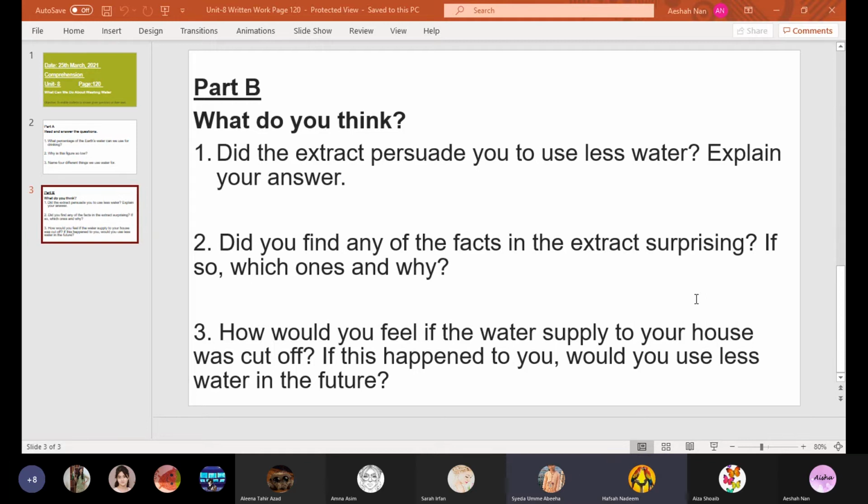Will we write persuaded or persuade? Persuaded. Yes, dear. We will write persuaded because the question is asked in the past tense. Did the extract persuade? All right, Hafsa? Yes.